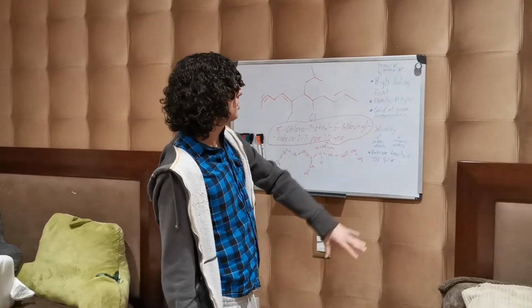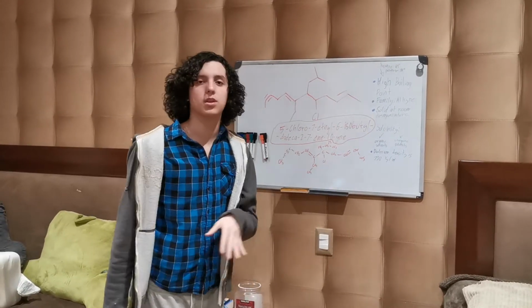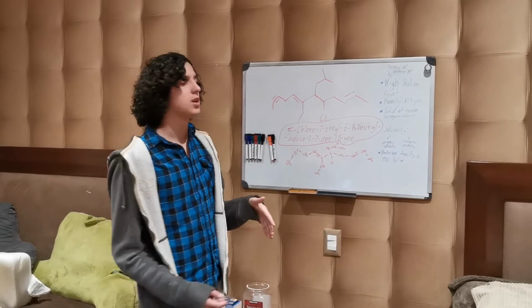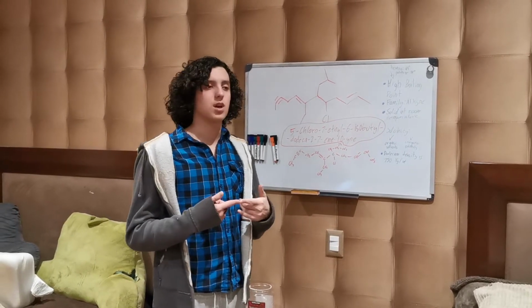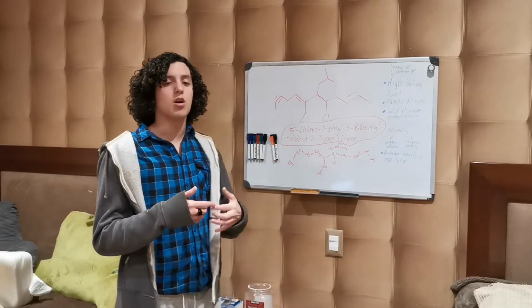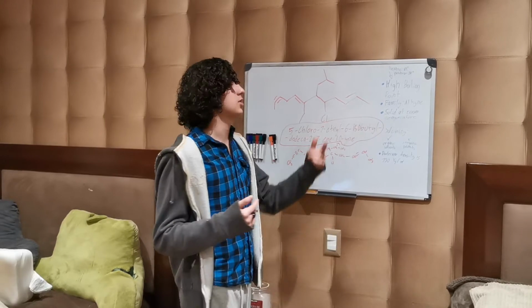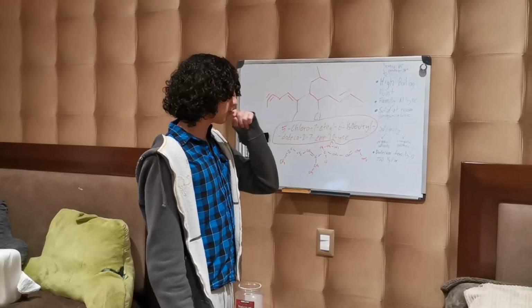Now some of the other properties of this compound is that it has a high boiling point, and that's mostly due to it having a lot of carbons together, so that would make the intermolecular forces stronger and harder to pull apart, and that's why it would need more energy to pull it apart. That's why it has a high boiling point.